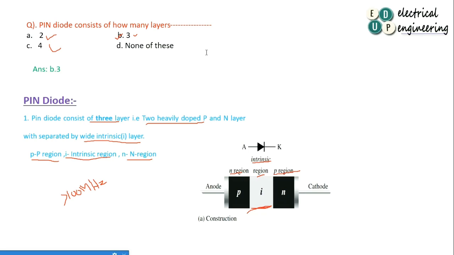Also know the applications of the PIN diode, which is used in radio frequency and DC control microwave switches, and it is also used in photo detectors and PV cells, etc.